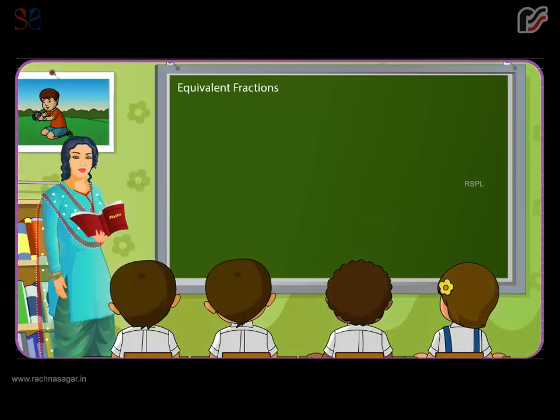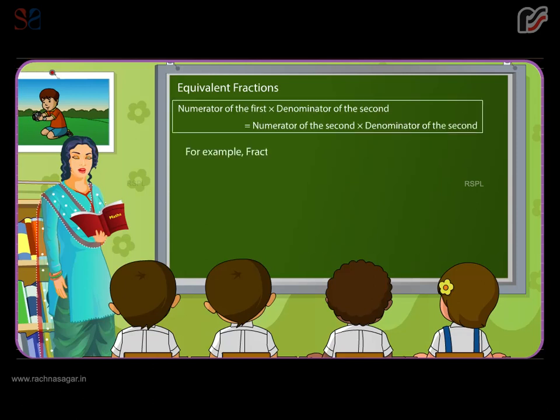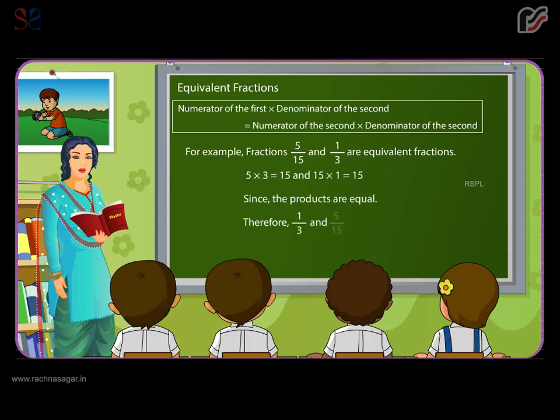Equivalent fractions. Two fractions are said to be equivalent if the product of the numerator of the first and denominator of the second is equal to the product of the denominator of the first and the numerator of the second. For example, fractions 5/15 and 1/3 are equivalent fractions because 5 multiplied by 3 is equal to 15 and 15 multiplied by 1 is also equal to 15. Since the products are equal, therefore 1/3 and 5/15 are equivalent fractions.